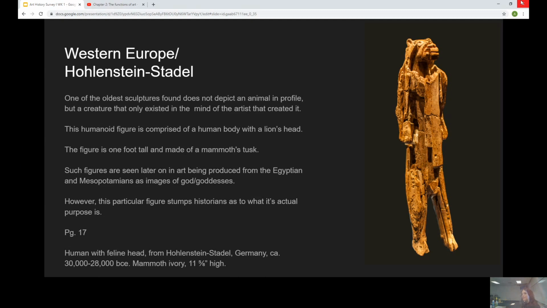We won't see human figures or humanoid figures, particularly male figures, again until the Mesopotamians and Egyptians being carved in sculptural format. So once again, this was done around 30,000 to 28,000 BCE, and we won't see this being done again for several thousand years.